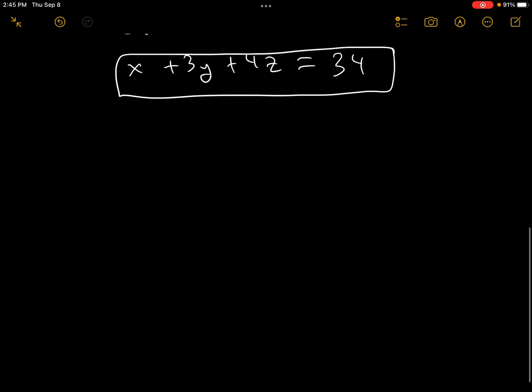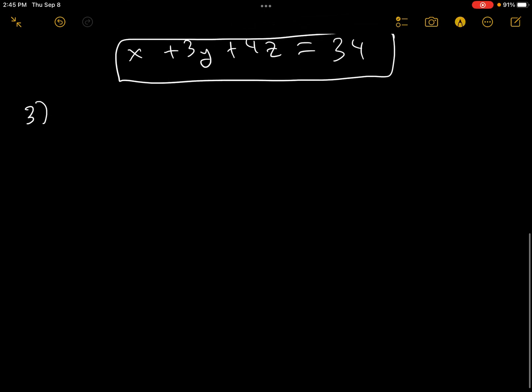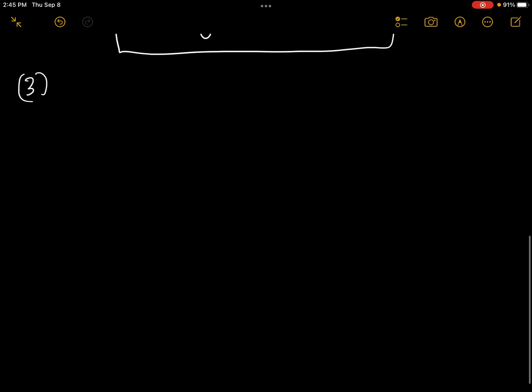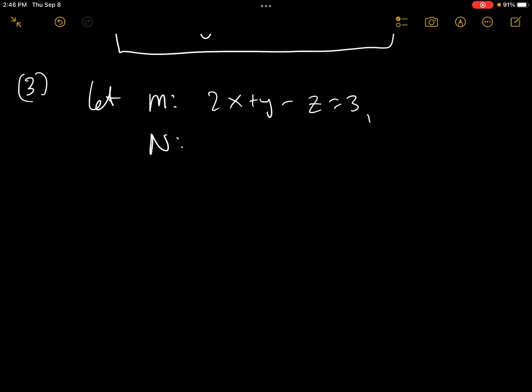Let's look at 3. Three says find a plane through the point that's perpendicular to the line of intersection of the planes given. So there's 2 planes given. I'm going to let M be the plane 2x plus y minus z equals 3, and N is going to be the plane given x plus 2y plus z equals 2. Okay.